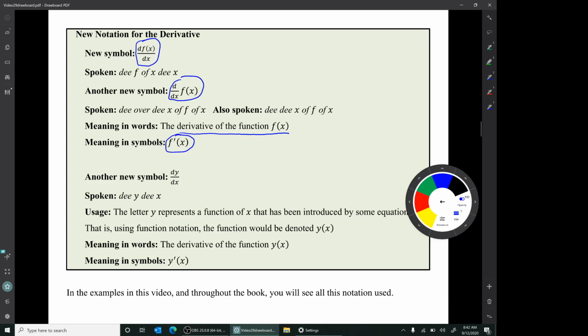And there's another new symbol, this one, spoken dy dx, or you could say dy over dx. When you use this symbol, the letter y represents a function of x that's been introduced by some equation. That is, in function notation, you would say that you have a function y parentheses x. Now, what this symbol means is the derivative of the function y of x. In other words, it would mean y prime of x. So in this video and throughout the book, you'll see all of this notation used.